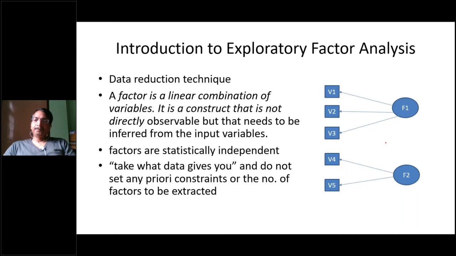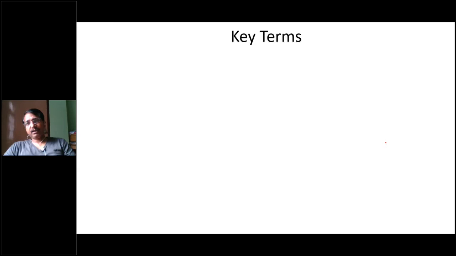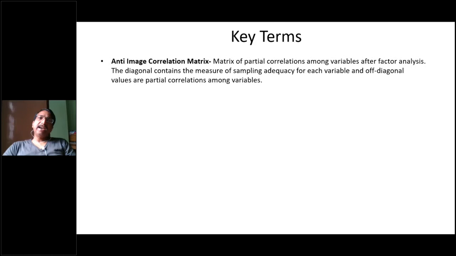So there are certain key terms which are used in exploratory factor analysis. I will explain these key terms. However, you may not be very comfortable with these key terms at this point of time, but when I perform this factor analysis using SPSS, I will again explain these terms. So the first term is the anti-image correlation matrix. You remember this term, the anti-image correlation matrix.